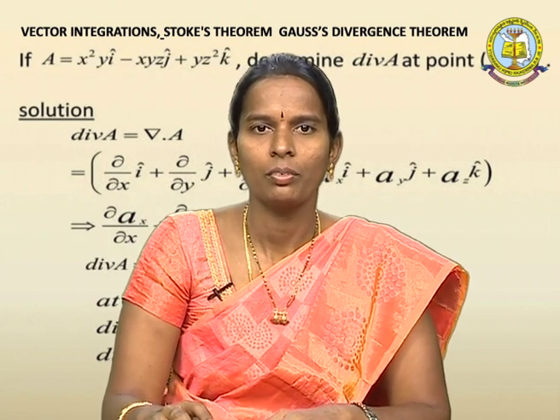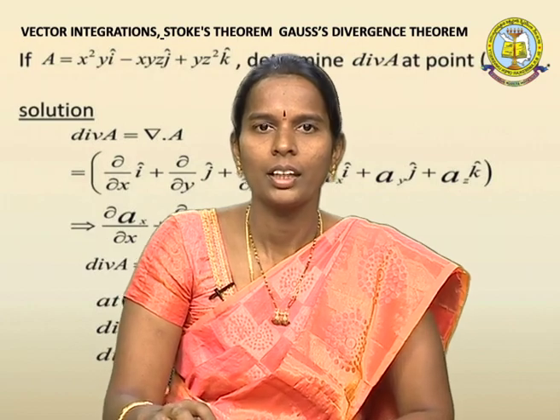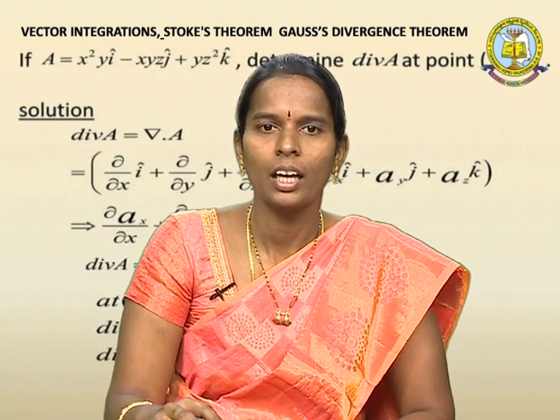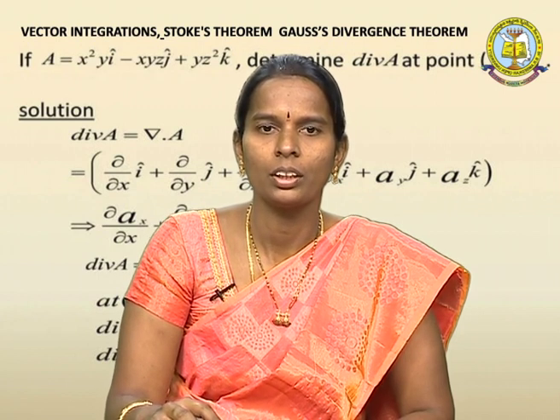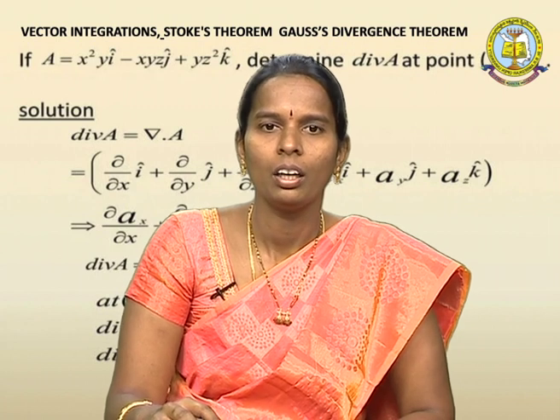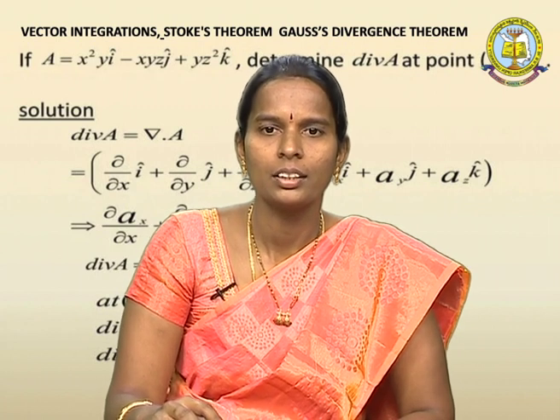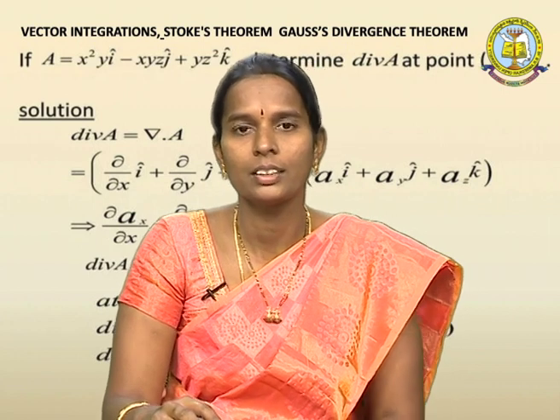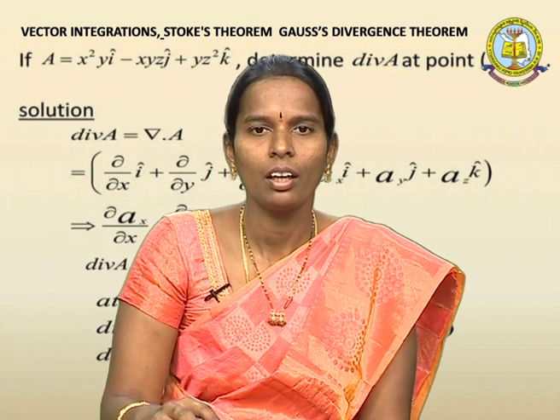So I can explain that vector integrations are of three types: line integral, surface integral, and volume integral. So what is the line integral? It is a single integration, only along a curve from a to b. So I can write the integral from a to b of A dl is equal to the integration from a to b of A cos theta dl. This is the curve a to b, that is the line integral of A along this curve.